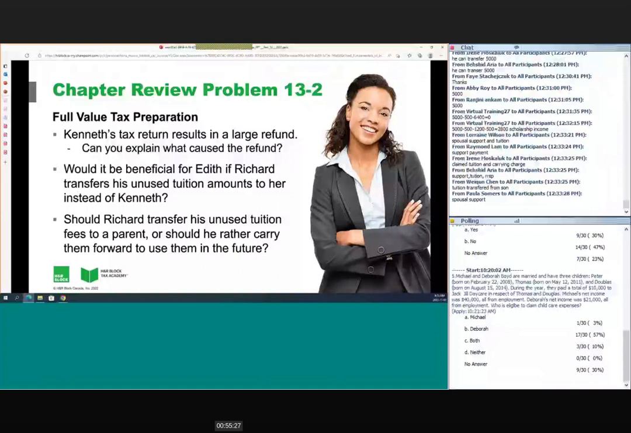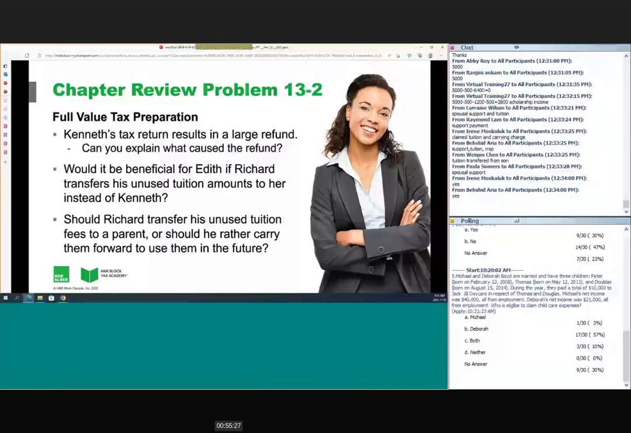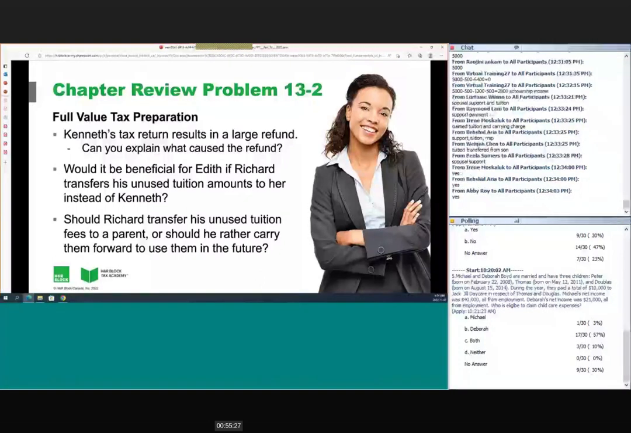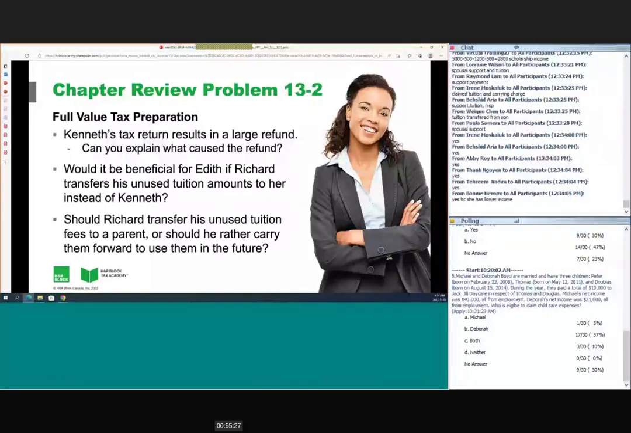Would it have been beneficial for Edith if Richard transferred his unused tuition credits to her instead of Kenneth? Yes, it definitely would. It would have saved her again, we talked about the $750 credit. So if she owed money, it would help her reduce her taxes payable, right? But the value to either parent is $5,000 times the non-refundable rate of 15%.